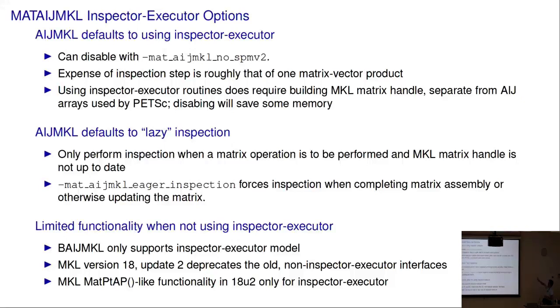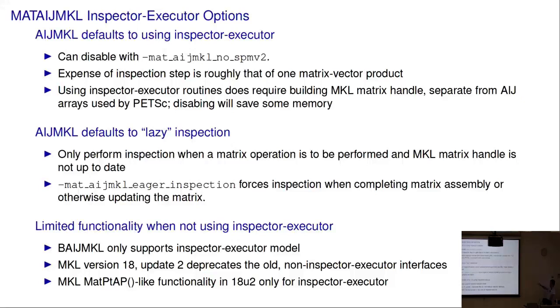It's actually not very expensive. I've done a little bit of timings. Usually the cost of the inspection step is only about that of doing one matrix vector product. In PETSc, we're usually doing a lot with the matrix that we form, so generally you don't need to worry about that. The inspector executor routines do require building what they call an MKL matrix handle that's separate from the AIJ arrays that are used in PETSc. So if you really need to save memory, you might want to disable that and not use those.